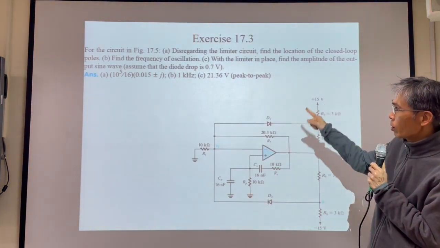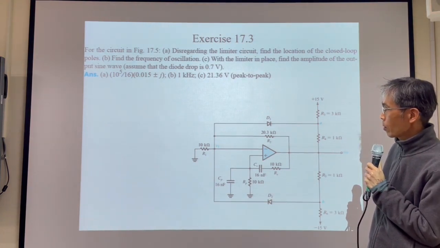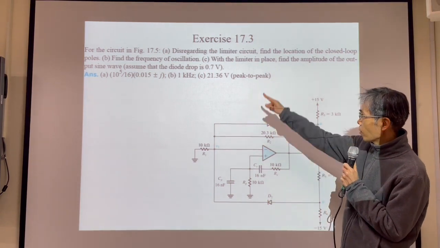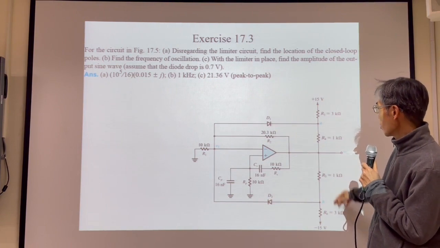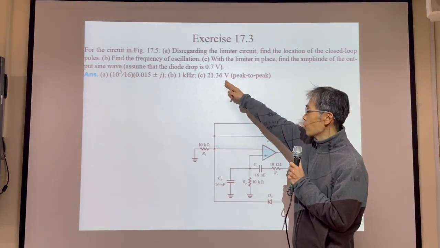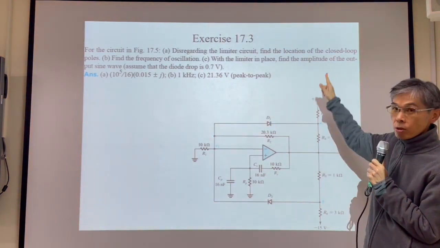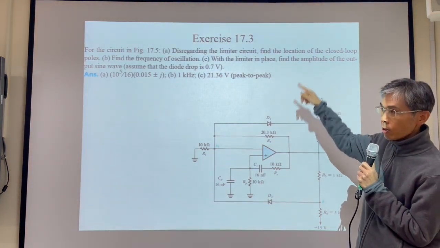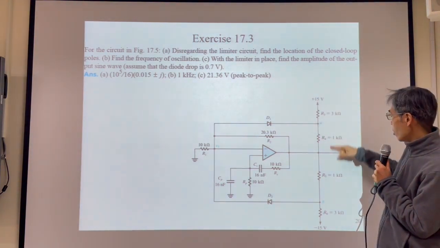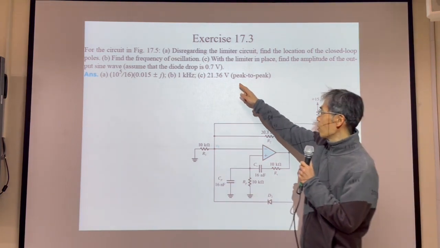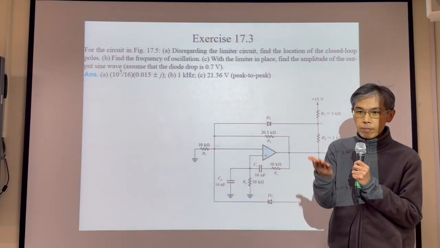Then find the amplitude of the output sine wave. Assume D1, D2 drop 0.7. So you can get the peak to peak. You can get the positive and the negative, because you have practiced that in those sections. So you can use those equations to get the maximum value of VO and minimum value of VO. The maximum minus minimum is the peak to peak output voltage. Okay, start please.